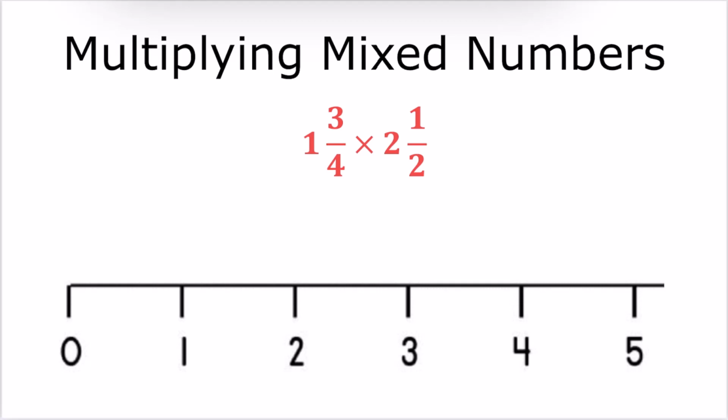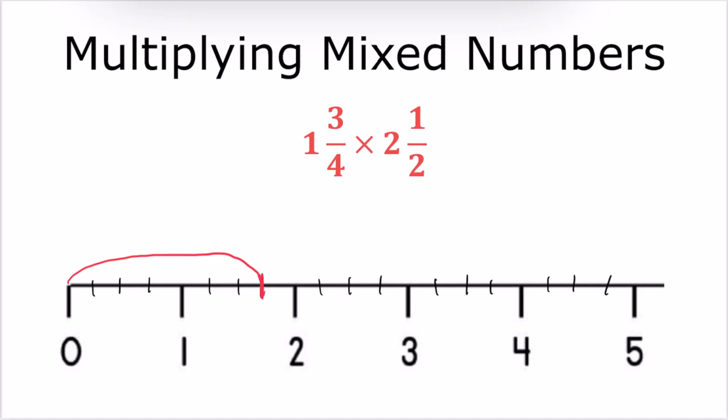the number 1 3/4. So I'm going to go ahead and split up my number line into fourths here so that I can have consistent measurements. So if I make one copy of 1 3/4, I'm going to go past the 1 mark, and then I'm going to go to the 3/4 mark. So this is making one copy of 1 3/4.